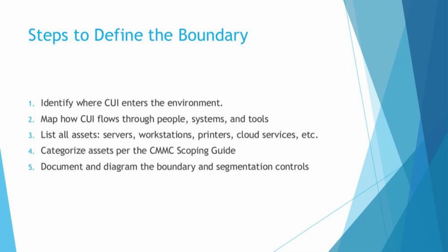That goes in says and goes out says, as you put it. Exactly. Is it coming via a secure government portal, encrypted email, a physical hard drive couriered over? You need to know all the entry and exit points. Yeah. Step 2, map the flow. Once it's inside, how does that CUI actually move around? Which people, systems, tools touch it?